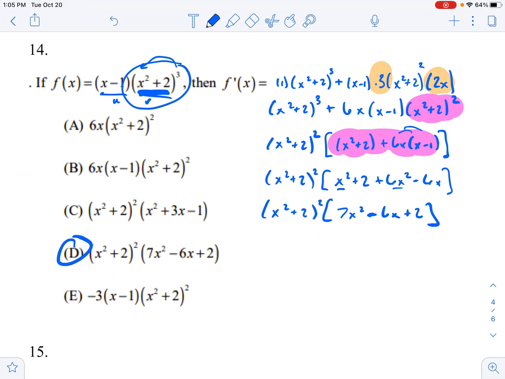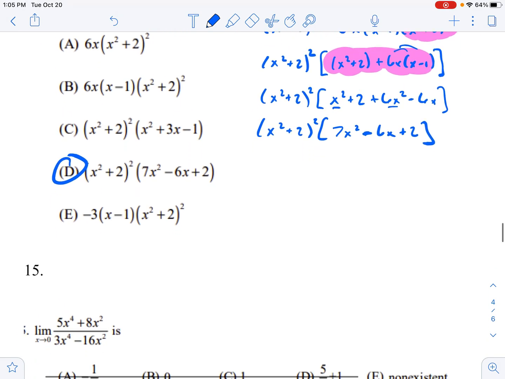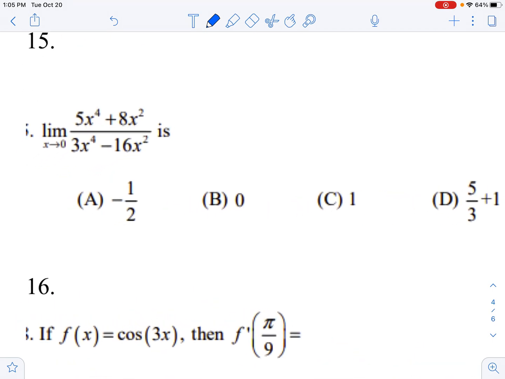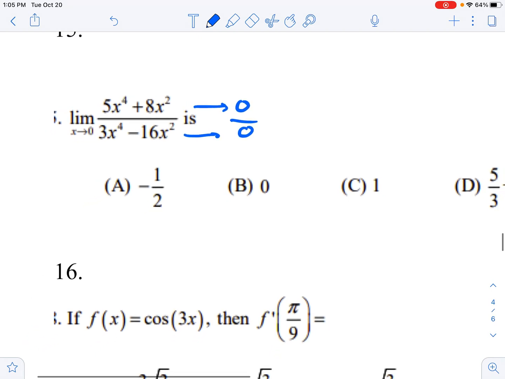Okay. So product and chain, and a little bit of simplifying at the end here. Okay, another limit question. As x approaches 0, what does this approach? Well, if I plug 0 into the top, I get 0. When I plug 0 into the bottom, I get 0. So again, I don't want to ever write equal 0 over 0. That's impossible. Nothing can equal that. So I use arrows to indicate that this approaches 0 over 0 and is an indeterminate form.